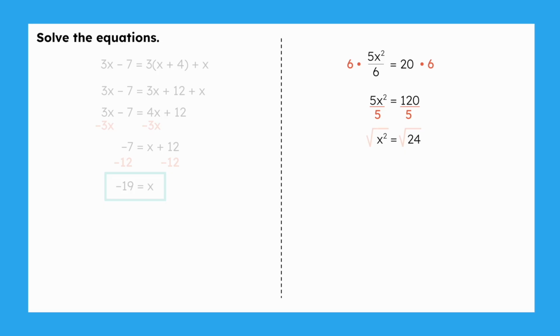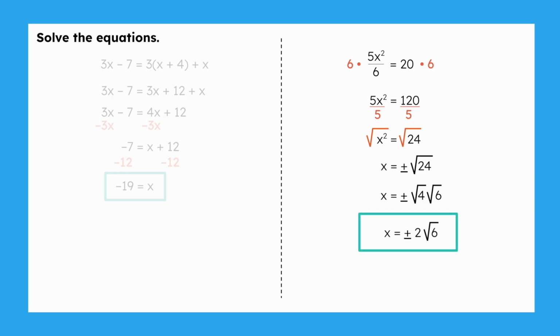I'll then take the square root of both sides to undo the square, and since 24 isn't a perfect square, I'll go ahead and simplify this radical. 4 times 6 is 24, so that means x equals plus or minus 2 square root 6.